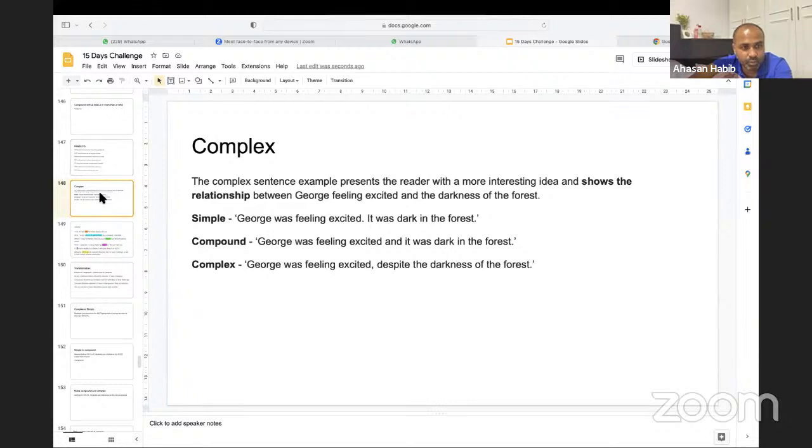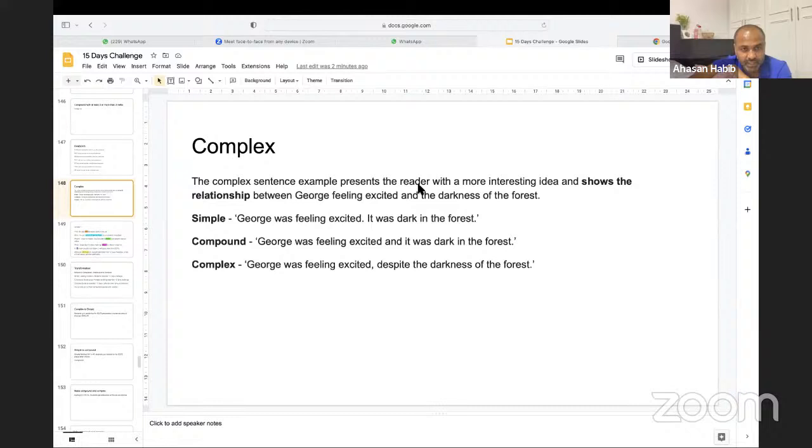Now we're going to work on the complex sentence. Just read them out. The complex sentence example presents the reader with a more interesting idea and shows the relationship between George feeling excited and the darkness of the forest. Now I'm giving some extra information. When you sit for the IELTS exam and write task 1 and task 2, and especially in speaking, you need to give a lot more information. If you understand how to make complex sentences, you'll be able to give extra information.